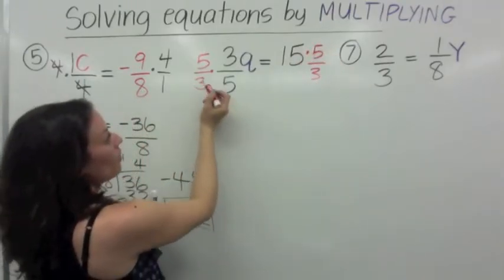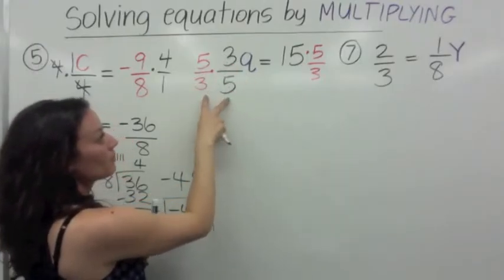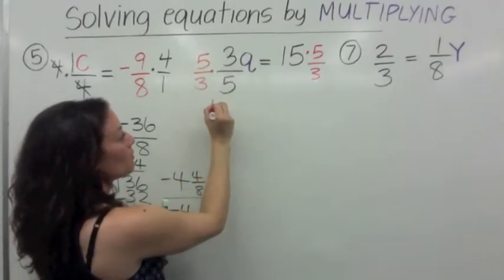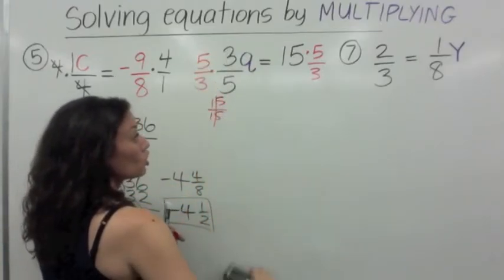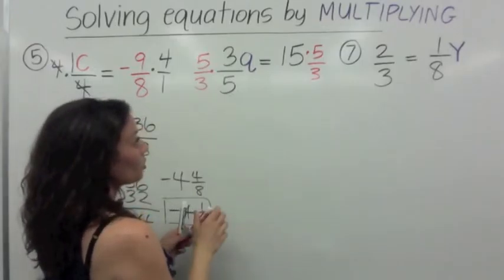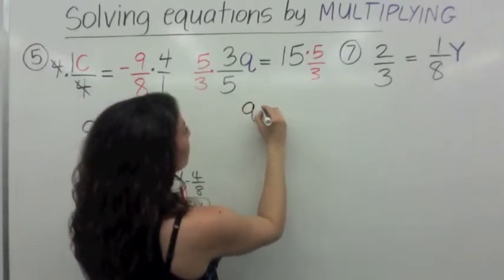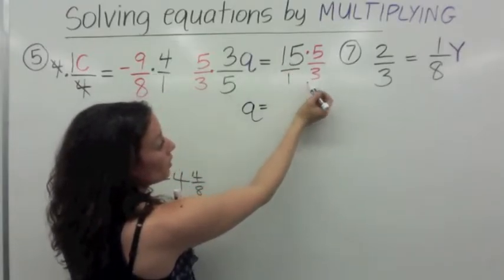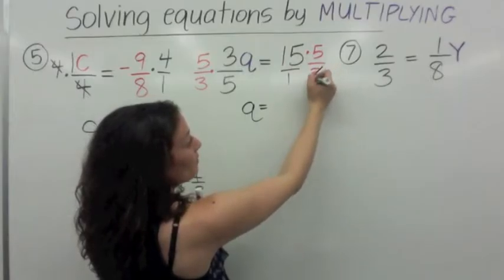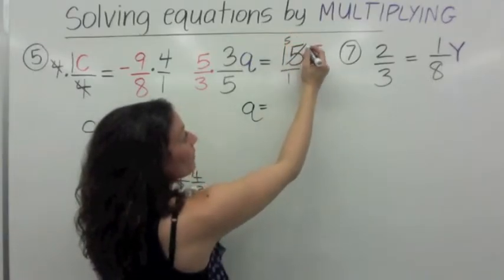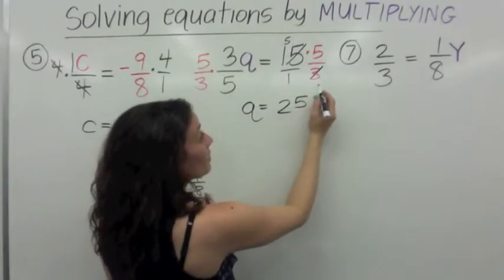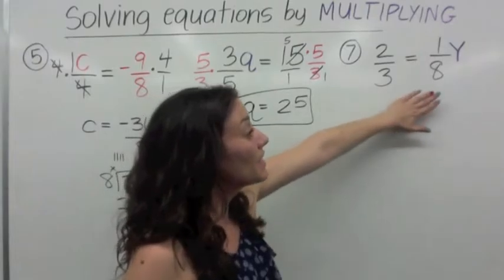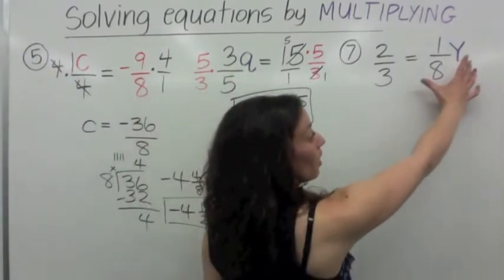Okay? Now, 5/3 and 3/5, the thing about reciprocals is when you multiply them together, you get 1. So this becomes 1, and that kind of goes away when you say that q equals 15 times 5 divided by 3. If you put a 1 over it, we can cross cancel, right? Because you could divide by 3 and divide by 3 and get 5. And 5 times 5 is 25. And at the bottom, you really just have 1. So q equals 25.